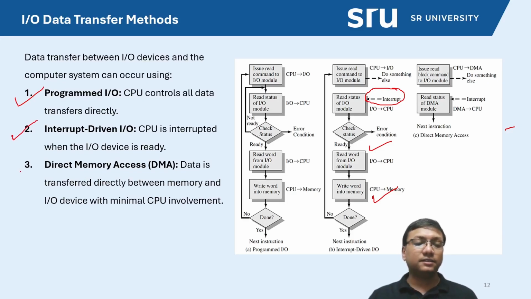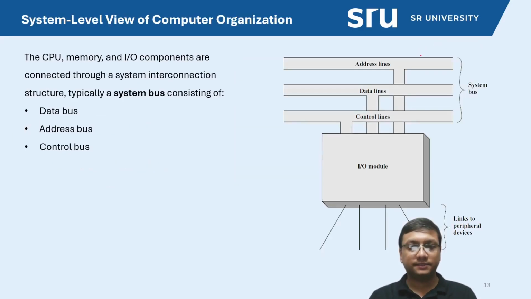And the third technique, which is the most efficient technique, is called direct memory access. In this case, the data is transferred directly between memory and IO devices, and here the CPU involvement is minimal. So this is an independent process, where data is transferred directly between memory and IO devices.